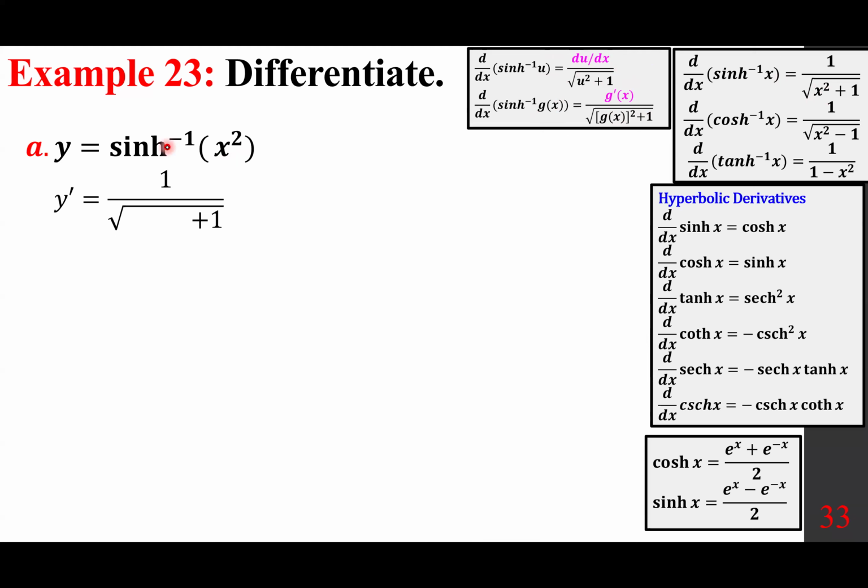So take a look. You're going to put 1 over the square root. So something goes here to the second power, and something goes here. What goes in here? Exactly what you have here, x squared. Okay, so what goes in here? The derivative of x squared. This is by the chain rule. You rewrite it: 2x over the square root of x to the power of 4 plus 1, and you're done.